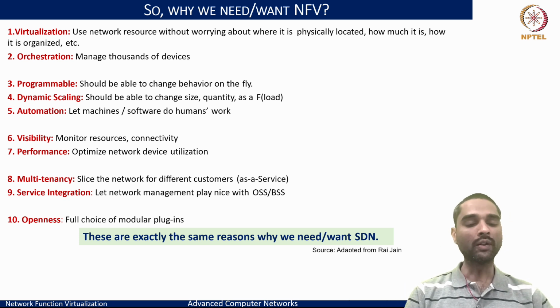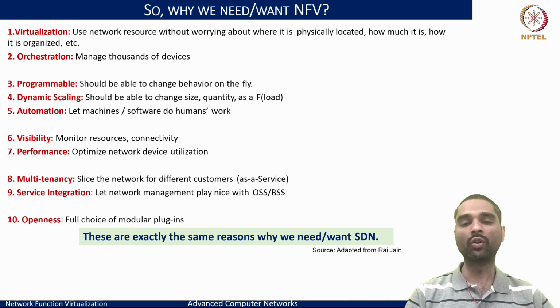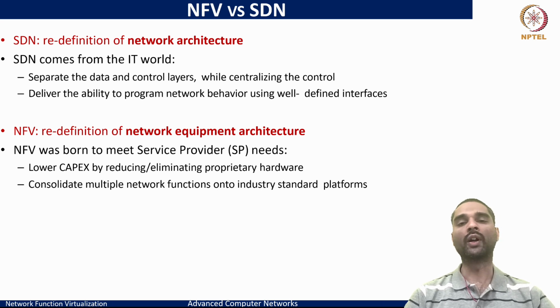So there has also been a debate on whether SDN and NFV are independent or whether there is any dependency between the two. To clarify that, let us revisit NFV and SDN in terms of the core principles and their model of operation. SDN is basically the redefinition of the network architecture itself, like how the network was built in terms of how you want to control and modify the behavior of the networking elements, right?